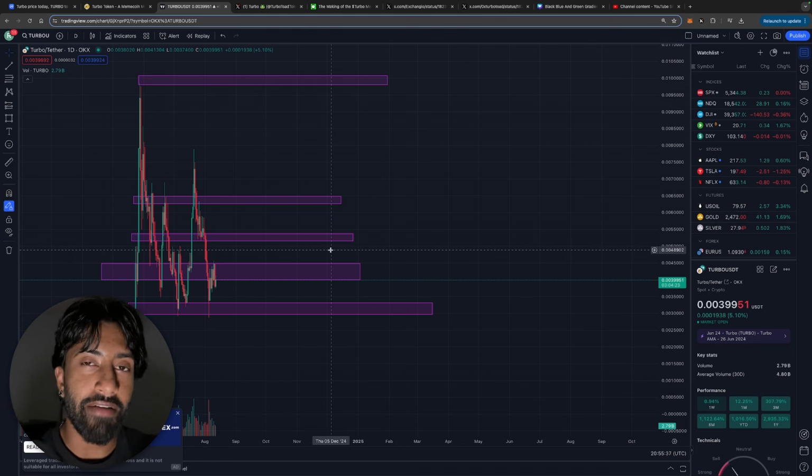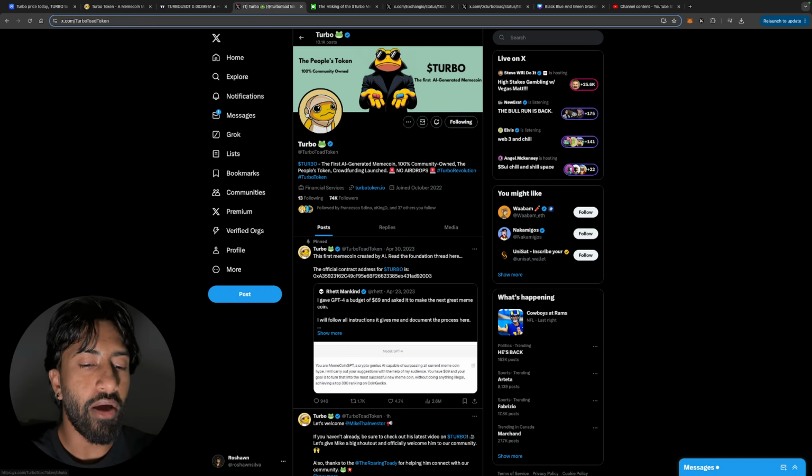Make sure you're dollar cost averaging into them. Make sure you have cash reserves to be able to allocate into these positions that are on your watch list. Now, I always like to say, if you are an investor in any meme coin, follow them on Twitter, because their Twitter is the most bullish place to be.